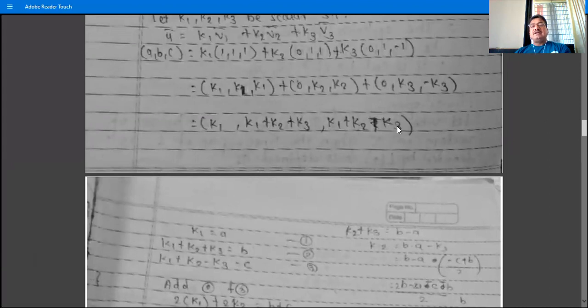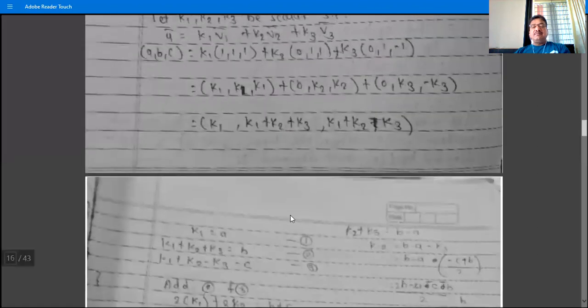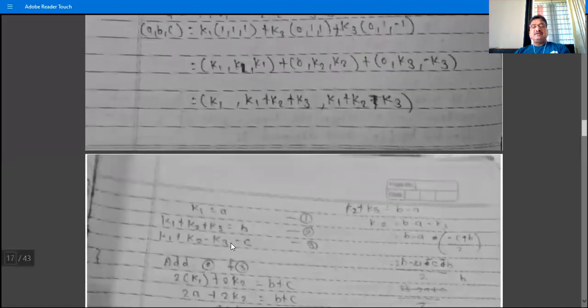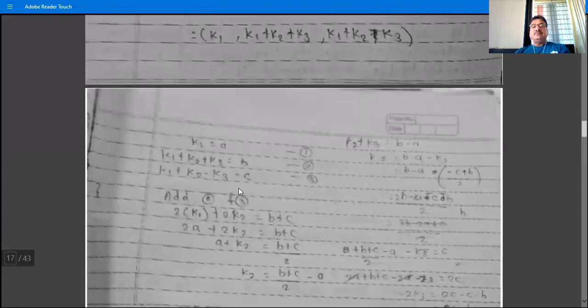R3 is a vector space, and R3 is a vector space means there are two operations: addition of two vectors and scalar multiplication. And what are the operations on R3? The usual scalar multiplication and usual addition. So by using those two definitions, we have this, and then compare the LHS and RHS. We have K1 is equal to A, K1 plus K2 plus K3 is equal to B, and K1 plus K2 minus K3 is equal to C. Now we have to solve these equations.